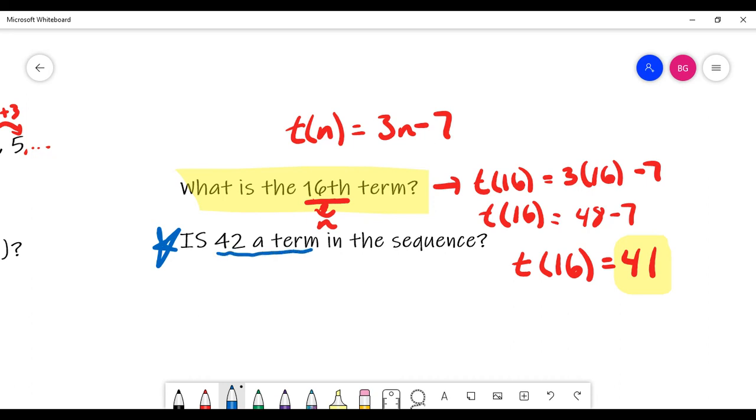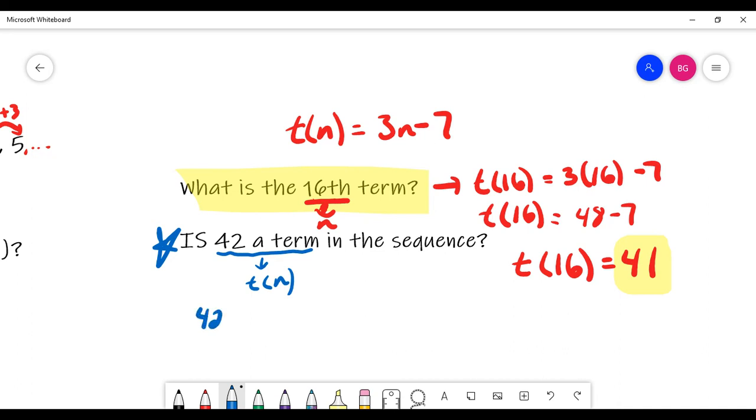That's what it's telling us. Is 42 a term? Well, remember, if it is a term, that is t of n. So 42 would replace t of n in the equation. So we're trying to figure out, is there a term number that would have this in that spot? So just take your equation and replace t of n with 42.